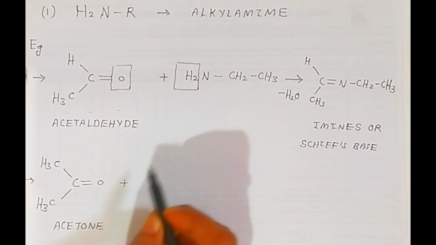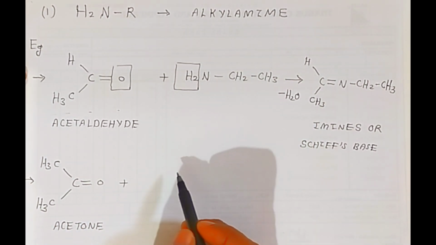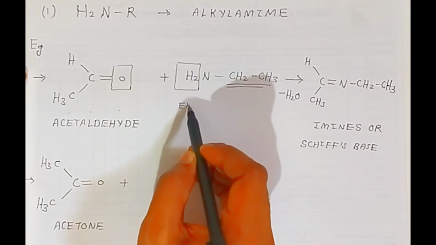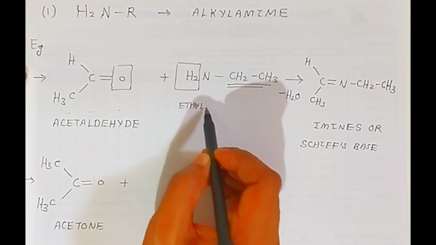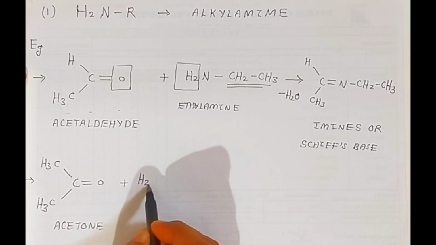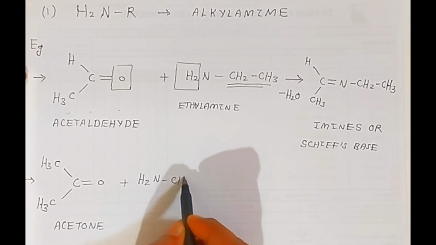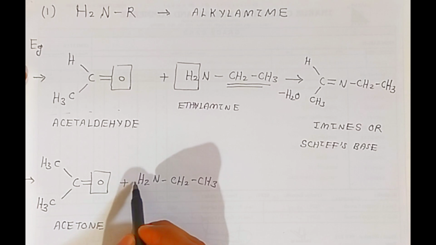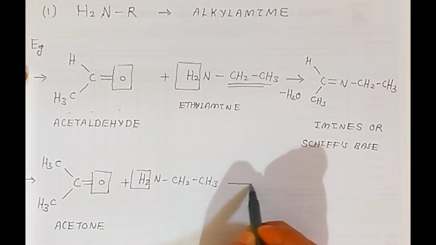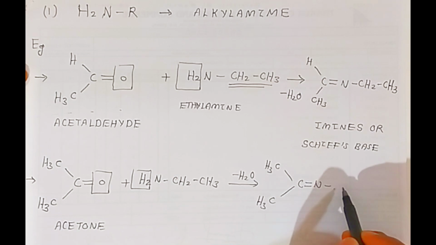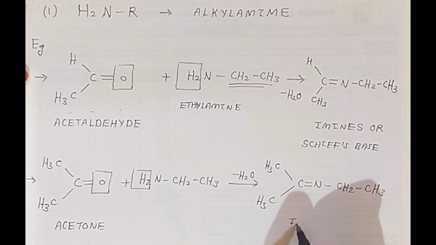This acetone, when it combines with an alkylamine, here students I am taking ethylamine. This is an ethyl group, students, so it is called ethylamine. Here also, students, this hydrogen of the ethylamine will react with the oxygen of the carbonyl and form the product. There is elimination of water molecules. This way, students, there is a formation of imines.